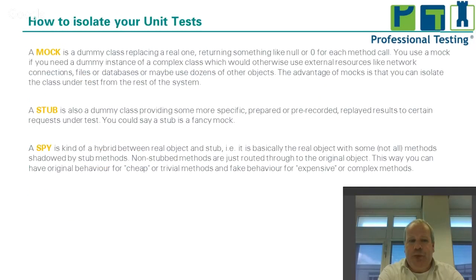Good. How to isolate your unit tests again? Well, we can have mocks, which are pieces of code which behave just like the class that you're calling from your tested class, and then you can use them instead of a real function. And there are also stubs and spies. I'm not going to explain them in detail, but if you want to know more about them, talk to the developers in your team. They will know what to do and how to set them up.